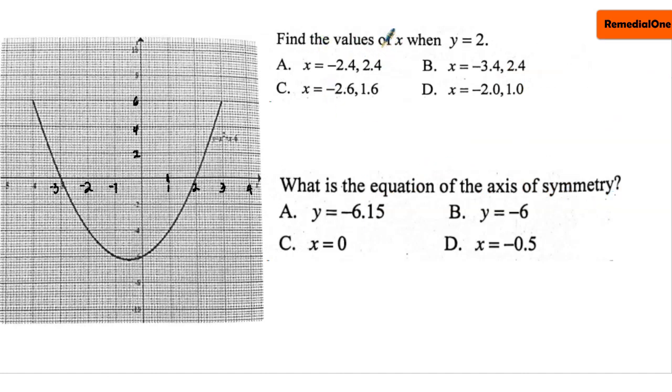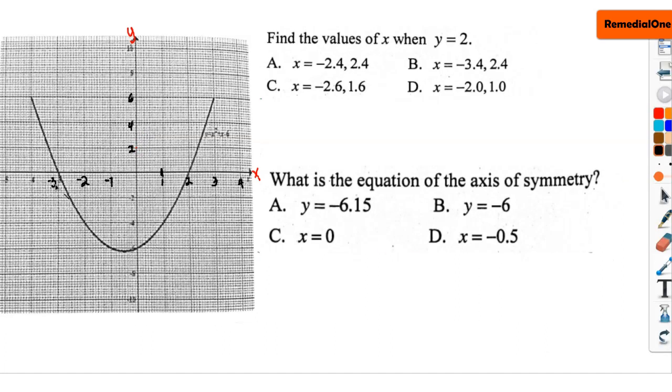Here they want us to find the value of x when y is equals to 2. So this is the x. Remember, these are the x-axis and this is the y-axis. So when the y is 2, is this number here. So what you're going to do is that you're going to draw a line, you're going to draw a line passing through.